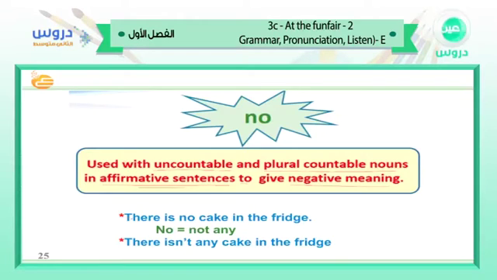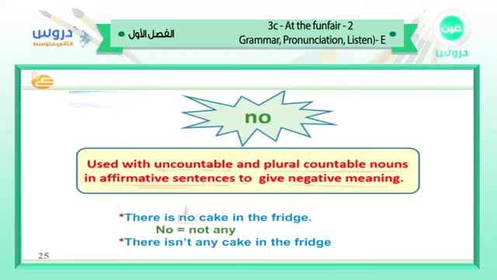Example number 1, there is no cake in the fridge. So if we delete no, there is cake in the fridge. It's an affirmative sentence. When we add no, it gives us negative meaning.